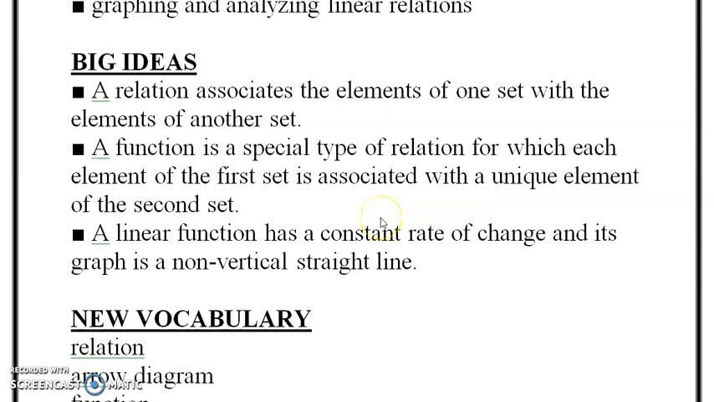Some of the big ideas for the chapter include a relation associates the elements of one set with another set. A function is a special type of relation for which an element of the first set is associated with a unique element of a second. So this is something we're going to talk about later on once we get into horizontal, vertical, x and y. This is where for every value of x, there's only one value for y. And we'll look at this later on in the chapter.